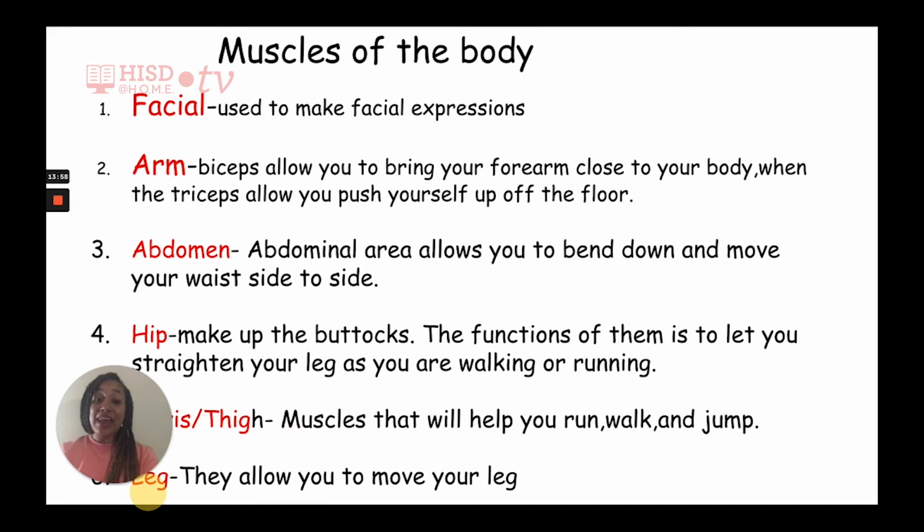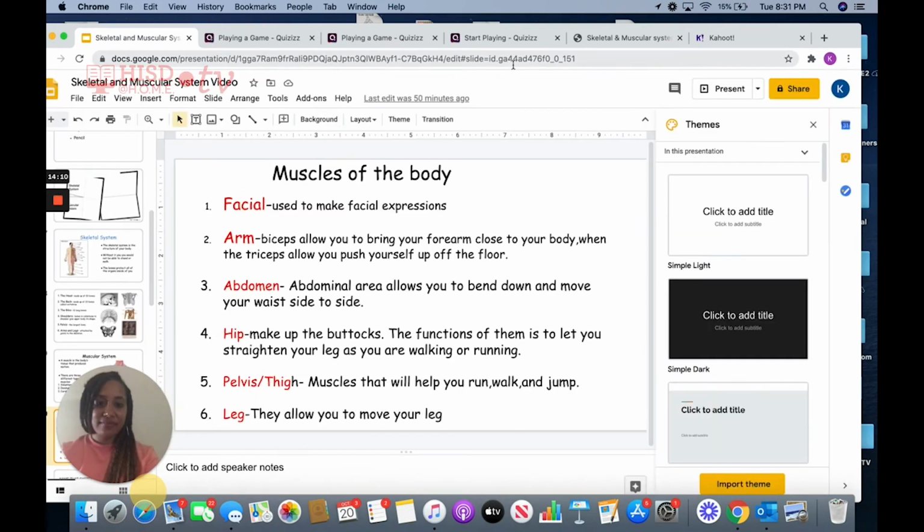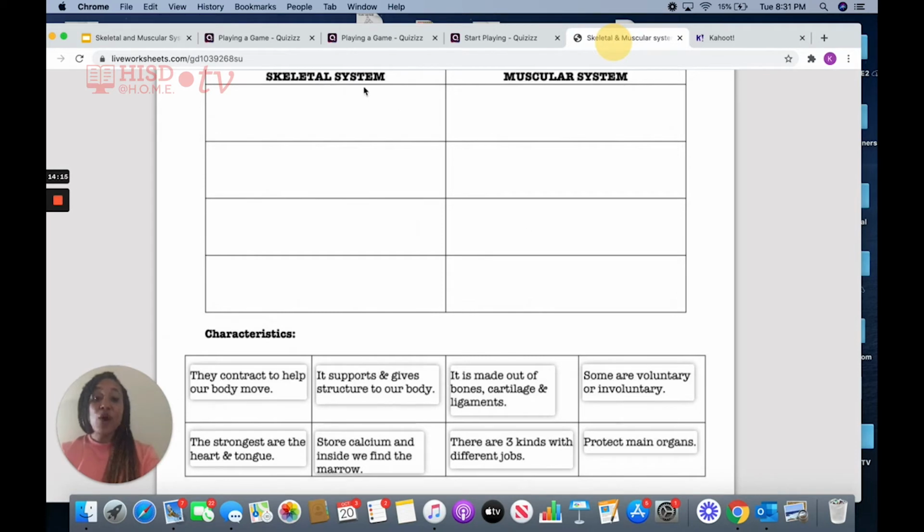So now that we know the different functions of the skeletal system and the muscular system, let's put it together in a T-chart. So on one side, we have our skeletal system, and on the other side, we have our muscular system. So we're just going to move the cards at the bottom to either the skeletal system or to the muscular system. Let's start with number 1.